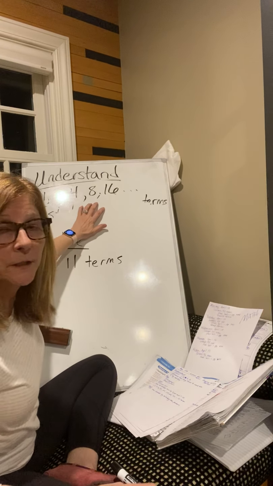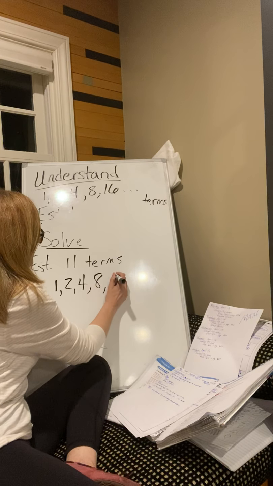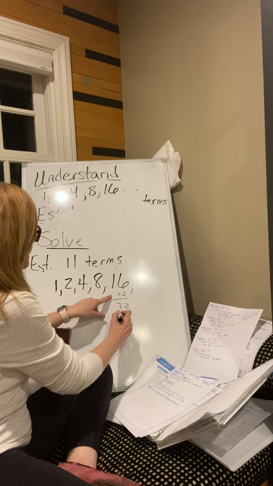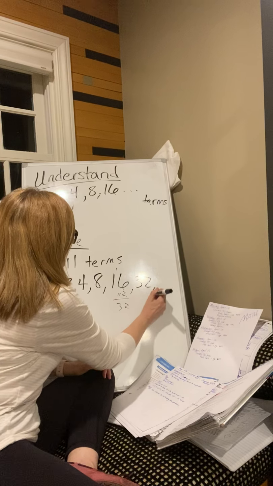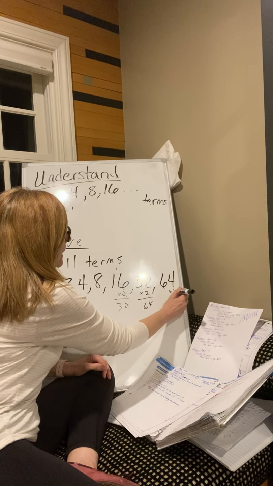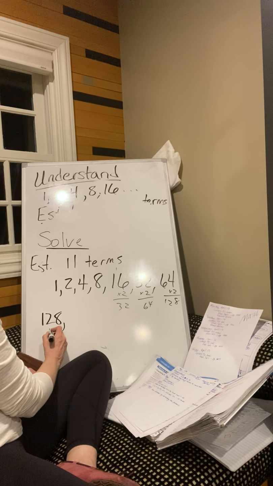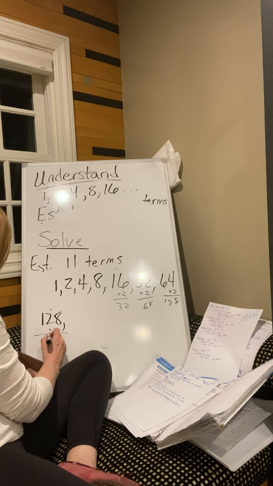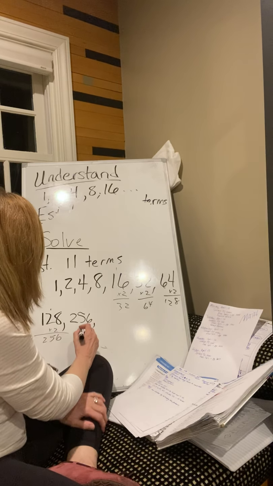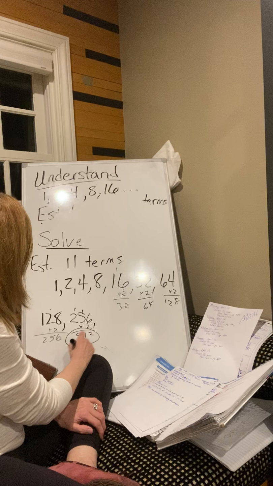So since I know the pattern, let's go ahead and solve it. 1, 2, 4, 8, 16. So 16 times 2 is 32. And 32 times 2 is 64. And 64 times 2 is 128. And 128 times 2 is 256. Look how quickly this gets big. 256 times 2 is 512. So there's 500.